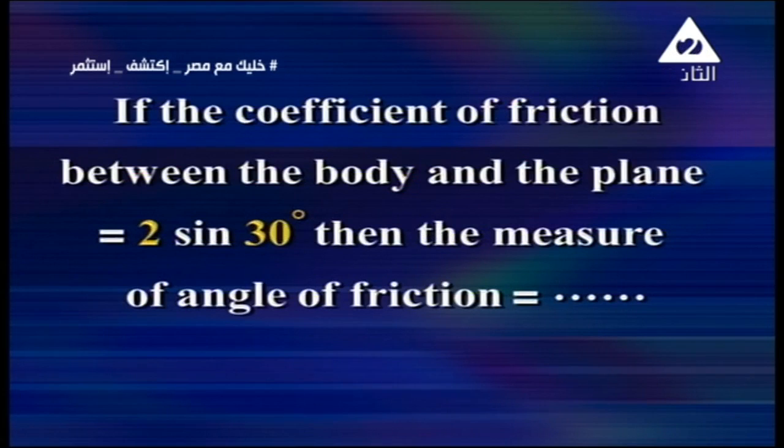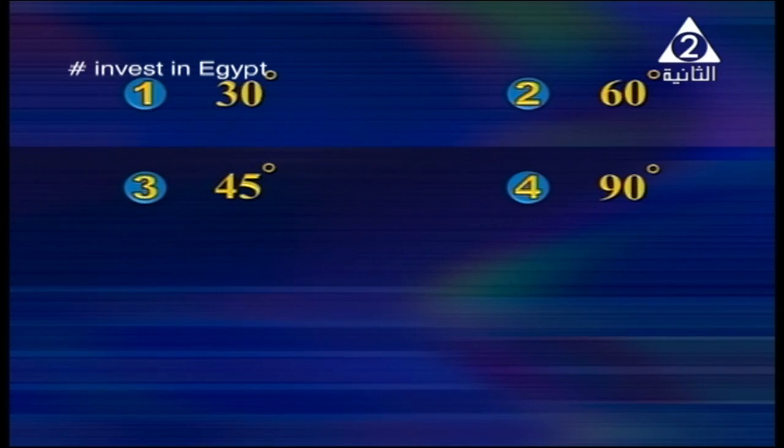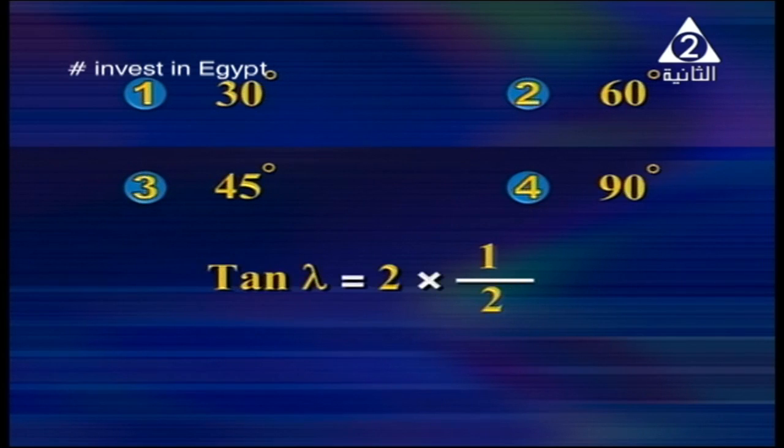If the coefficient of friction between the body and the plane equals 2 sine 30, then the measure of the angle of friction equals what? Multiple choice: 30 degrees, 60 degrees, 45 degrees, 90 degrees. What is the answer? Good. Tan lambda equals 2 times half sine 30 equals 1. Which angle has tan equal to 1? Good, 45. The answer is 45.